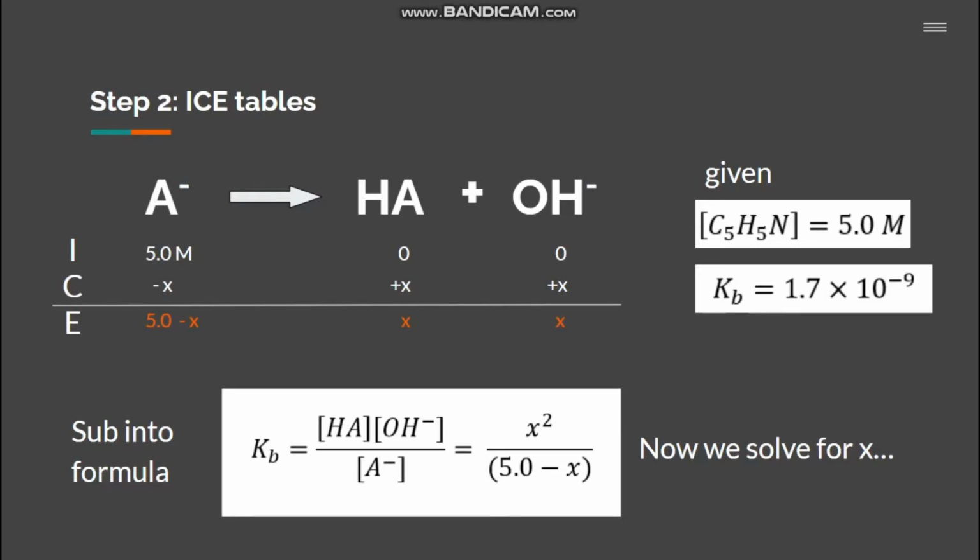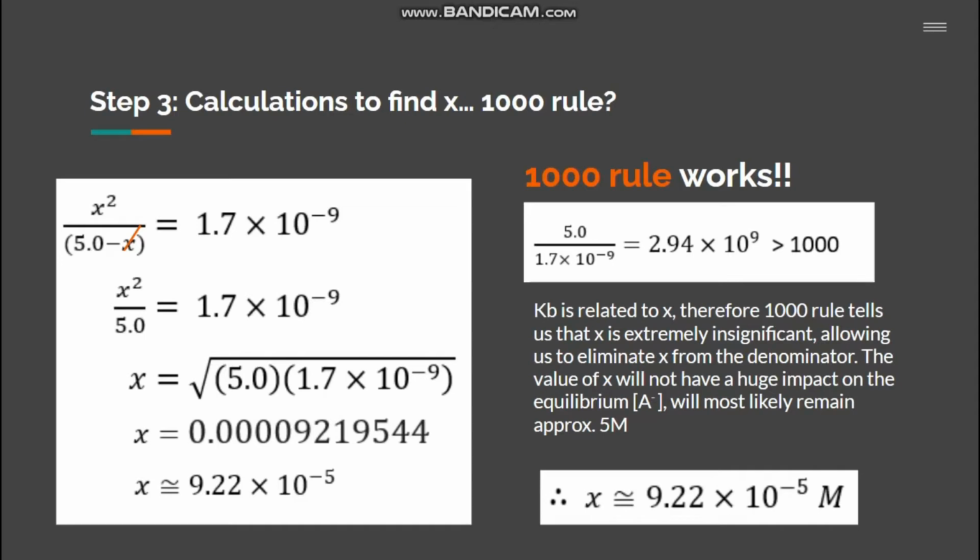Now we may sub in our equilibrium values into the Kb formula, where the numerator consists of the products and the denominator consists of the reactants. We get the final equation 1.7 times 10 to the power of -9 equals x squared over 5 minus x, and now we may solve for x. Right away, you can notice that the 1000 rule is applicable since the Kb value is smaller than the initial concentration of pyridine by more than a factor of 1000.